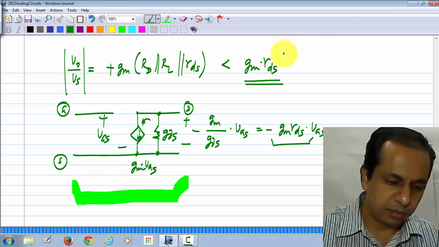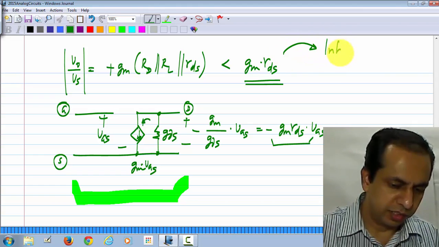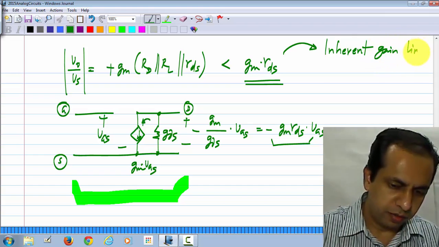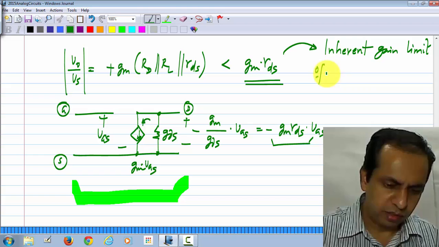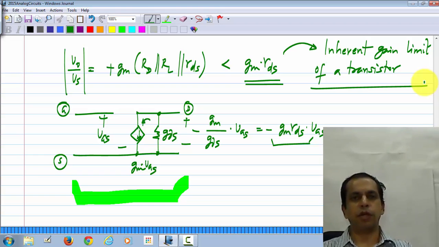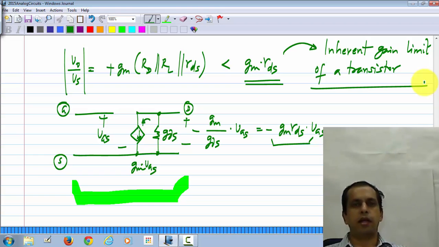So, this GM RDS number is a significant number and it is the inherent gain limit of a transistor. It is not a fixed number, it also depends on the operating point. Okay. And like I mentioned in the lesson where we introduced channel length modulation, the coefficient lambda itself depends on the length of the transistor, but whatever it is, there is some upper limit to the gain that you can achieve. Okay. So, I hope this part is clear.